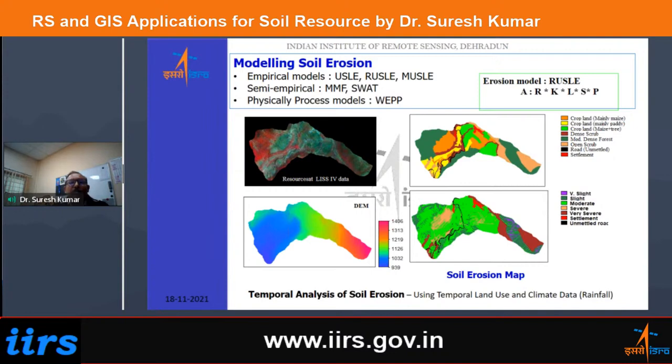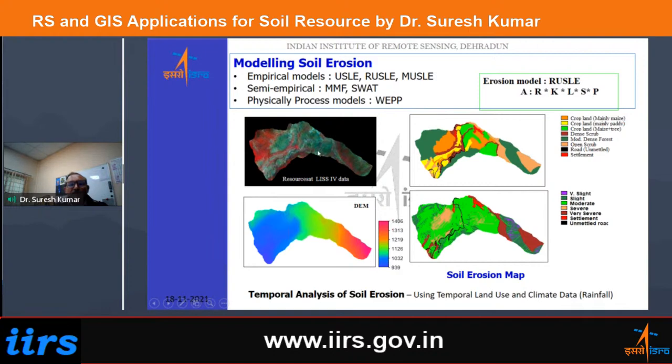Also for soil erosion assessment, we use various erosion models which are available. Some are empirical models, some semi-empirical models, and the empirical model most widely used is the Revised Universal Soil Loss Equation. This model defines soil loss as a function of R, rainfall, K, soil erodibility, L, length of the slope, S, steepness of the slope, and P, the management practices.